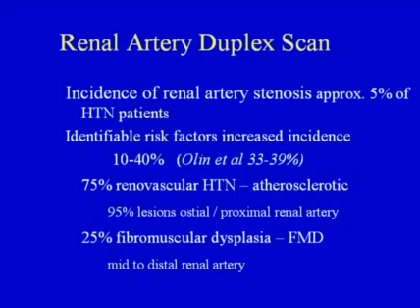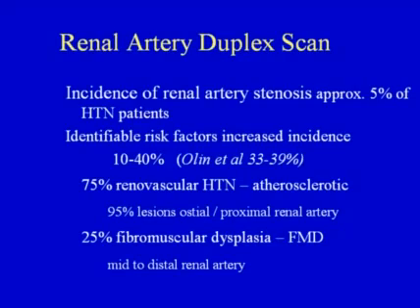Of those patients with renal vascular hypertension, 75% of those will be atherosclerotic in nature. The prevalence of disease is along the ostium or proximal portion of the renal artery. Now, there's a remaining 25% of patients who will have fibromuscular dysplasia, known as FMD. It's a different process. It's really not plaque like atherosclerosis, and it's usually not as easily identified.